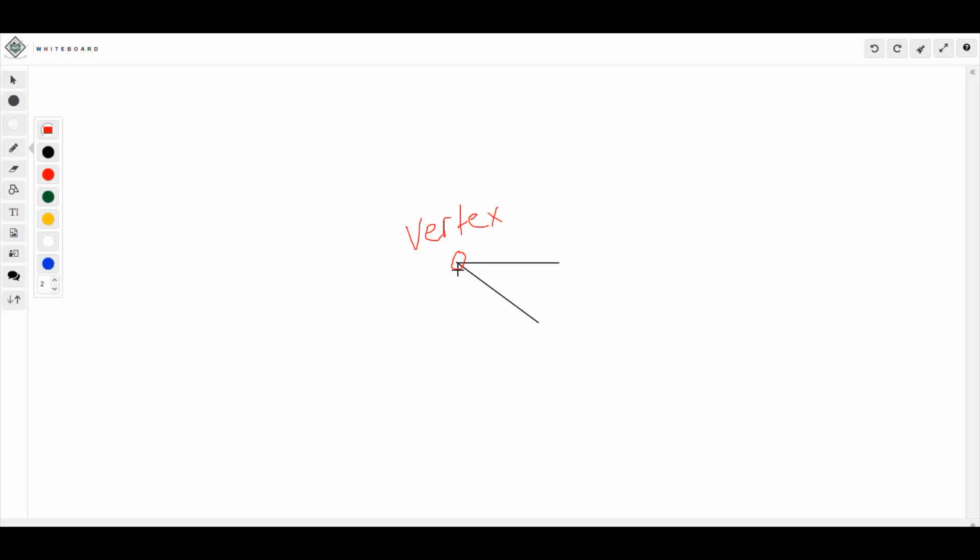Now, generally you'll mark the vertex, and to show it, we usually show an arc in the middle of it. Okay, that's our vertex. And of course, angles can be big, little, whatever. But nonetheless, where they meet, that's the vertex.